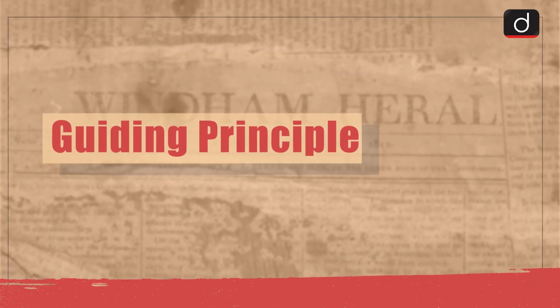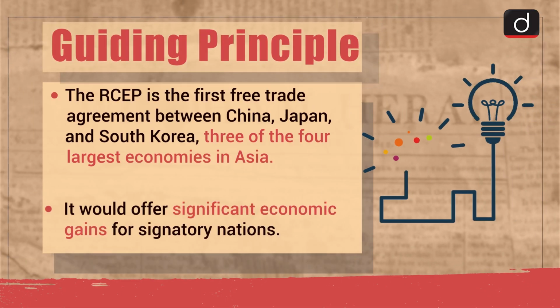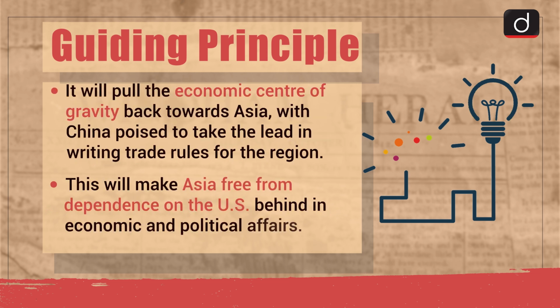The guiding principles of RCEP are that it is the first free trade agreement between China, Japan, and South Korea, 3 of the 4 largest economies in Asia. It would offer significant economic gains for signatory nations. It will pull the economic center of gravity back towards Asia, with China poised to take the lead in writing trade rules for the region. This will also make Asia free from the dependence on the US.